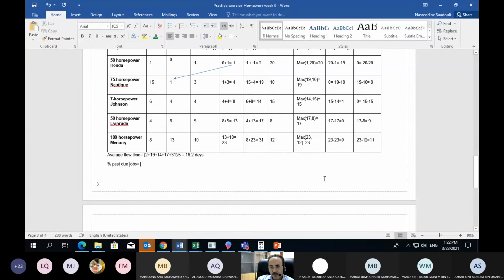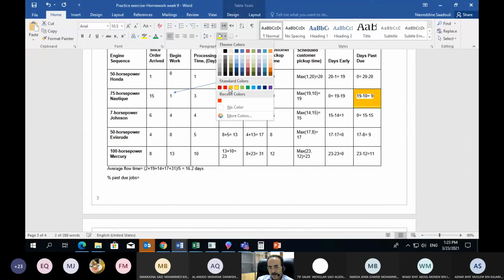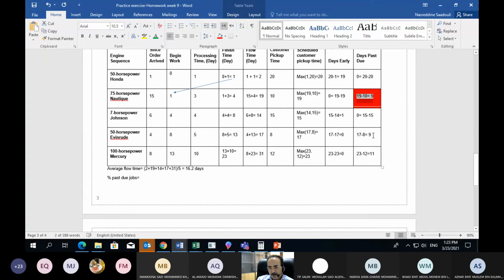Well, how many jobs are past due? I look at the jobs that have non-zero past due days. So past due, there's 1, 2, 3. There are 3 past due jobs. How do I know? Because this one is 9 days past due, this is 9 days past due, and this is 11.